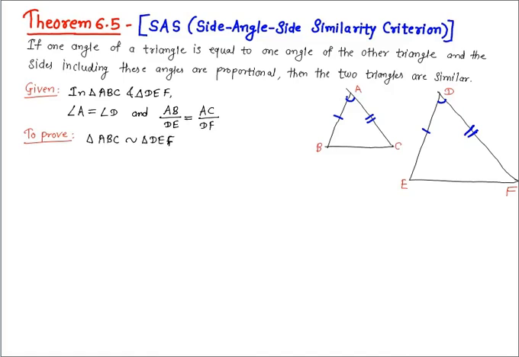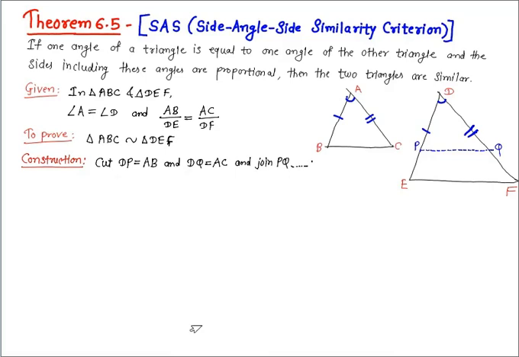To prove this, similar to theorem 6.3 and 6.4, we'll do the same construction. We'll draw line PQ such that AB is equal to DP and AC equals to DQ. Let's write the same in the construction. Cut DP is equal to AB and DQ is equal to AC and join PQ. Let's take this as number 1 and let's start the proof here.